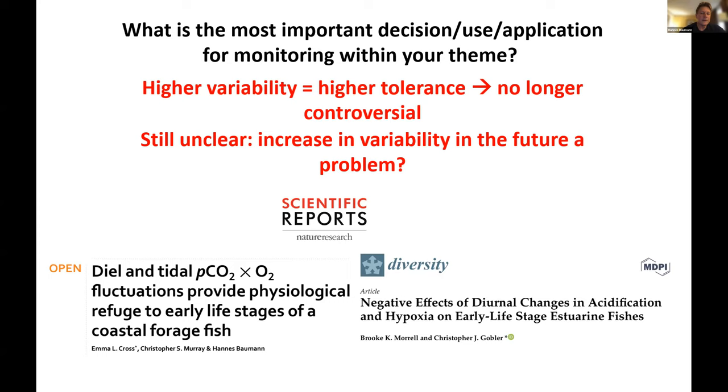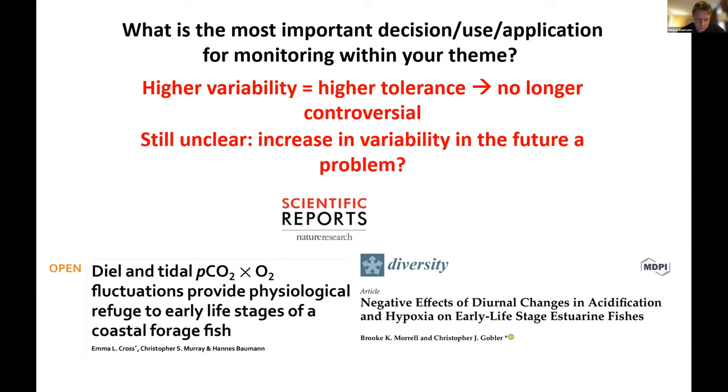My lab has done some work on Atlantic silversides, and after we fluctuated the environment in the experiments in a very systematic way, we concluded that the data showed us that these fluctuations provide a physiological refuge to early life stages of these silversides. In a congener, on the other side of Long Island, in Stony Brook, Brooke Morrell and Chris Gobler did an experiment that concluded just the opposite. So you can see that there isn't really a consensus yet whether these fluctuations, if and when they become more extreme in the future, are actually a good thing or a bad thing. Next.